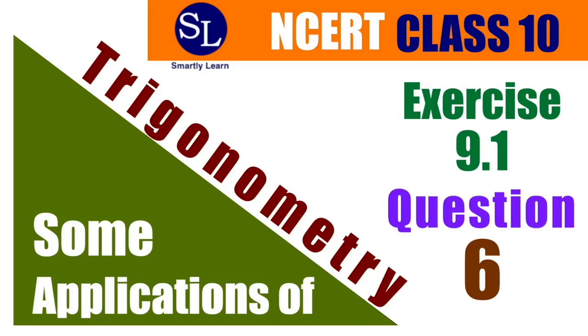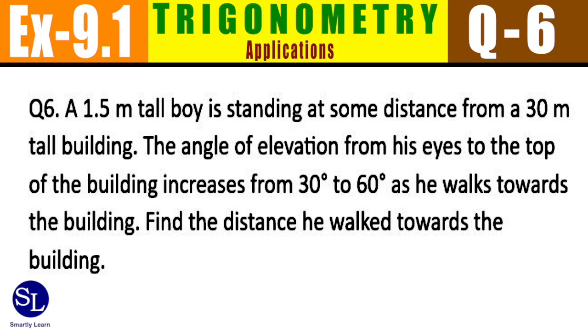In this video, let's see how to solve the sixth question in exercise 9.1. A 1.5 meter tall boy is standing at some distance from a 30-meter tall building. The angle of elevation from his eyes to the top of the building increases from 30 degrees to 60 degrees as he walks towards the building. Find the distance he walked towards the building.